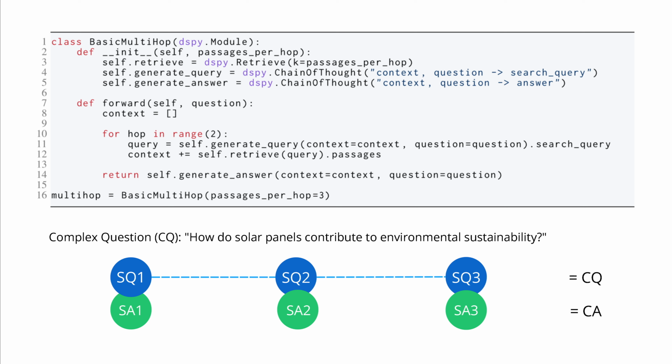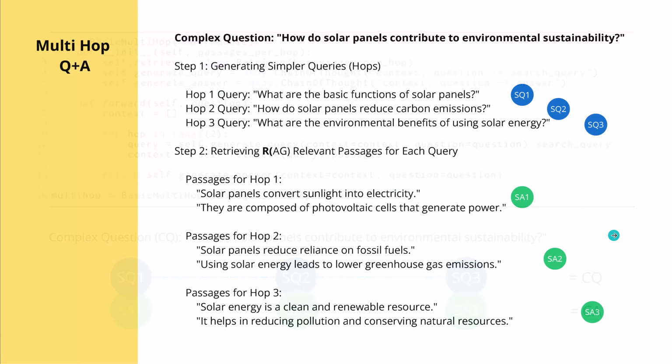We have edges. Edges can have different strength, can have different weight tensors in different dimensions for our graph. So why not use this knowledge? Just to show you where we are now on the textual side. The complex question is the same. How do solar panels contribute to environmental sustainability? GPT-4 generated for me 3 simple questions, SQ1, SQ2, SQ3.